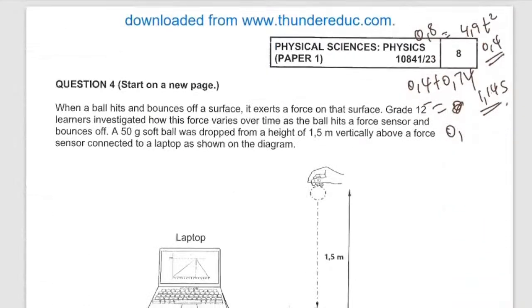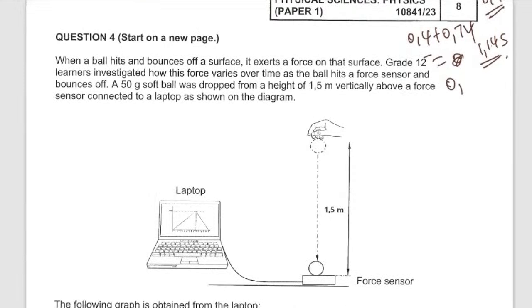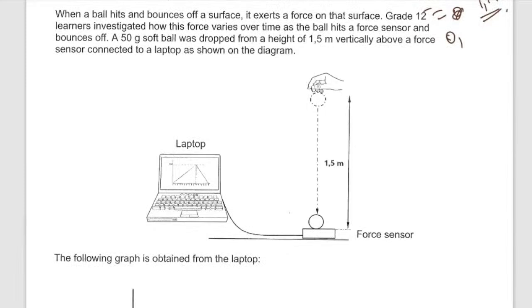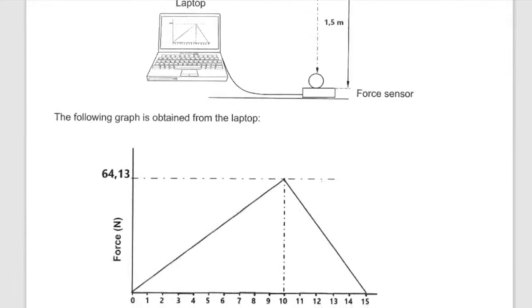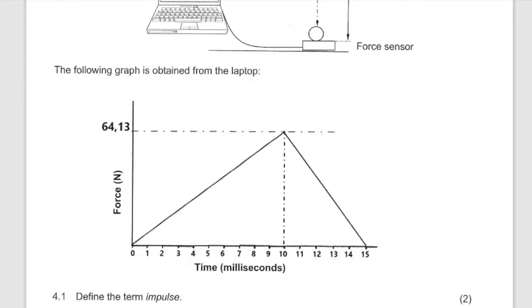Then question number 4, when a ball hits and bounces off a surface, it exerts a force on the surface. So some groups of learners investigated how this force varies over time as the ball hits the force sensor and bounces up. We used a 50 gram ball from a height of 1.5 meters vertically above the sensor. And then the first question comes, define impulse.